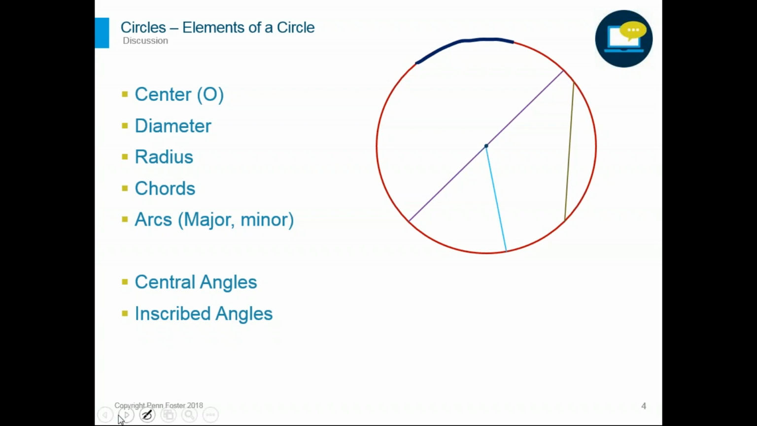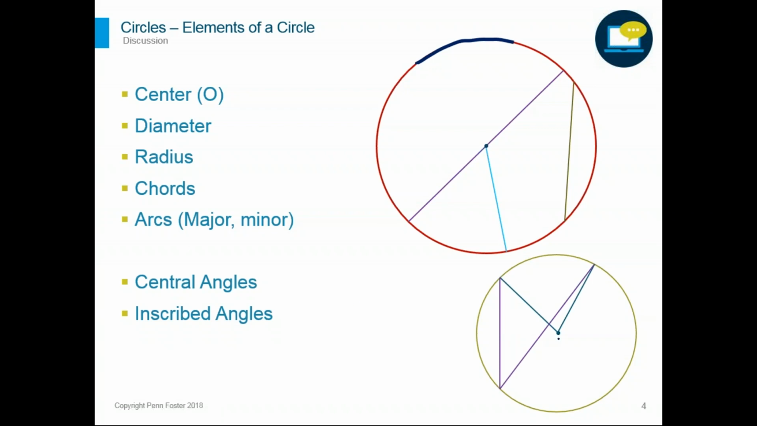Also, we have angles in circles. So the little circle on the bottom here has a central angle, the one in blue. The central angle has its vertex on the center of the circle. Also, we have inscribed angles. Inscribed angles have all the points of the angle on the circumference of the circle. It doesn't have any vertex on the center, but all three, as you see, are on the circle. This is an inscribed angle. Another example of an inscribed angle in orange here.